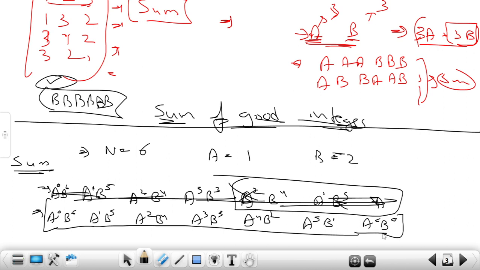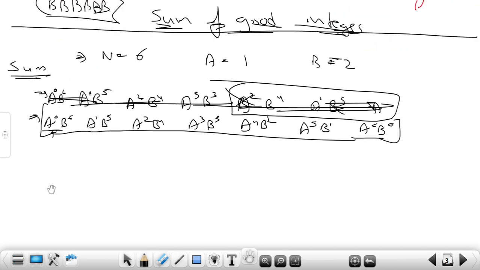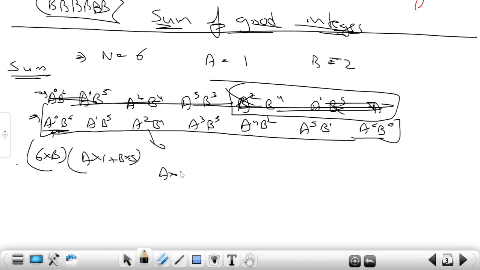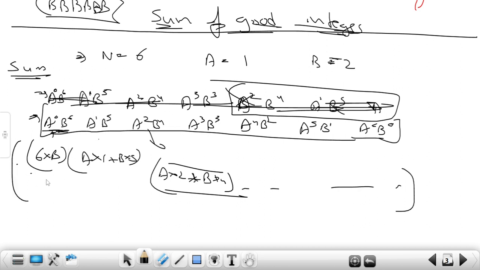Okay, now we can calculate the sum of the numbers from this particular case only. How? I have a0 times and b6 times, so I will have some numbers which have sum as 6 into b. I will have some numbers which have sum as a into 1 plus b into 5. Similarly for this, a into 2 plus b into 4, isn't it? This way I can calculate the sum of good integers, and I don't need to calculate how many numbers have sum 6 into b. This is not what we need to calculate.